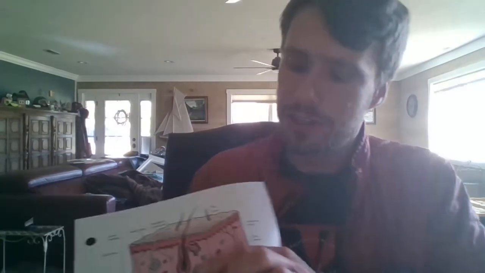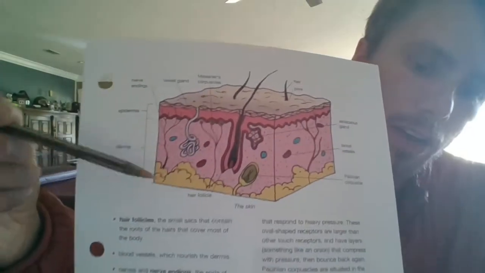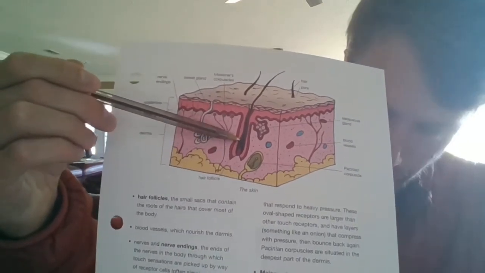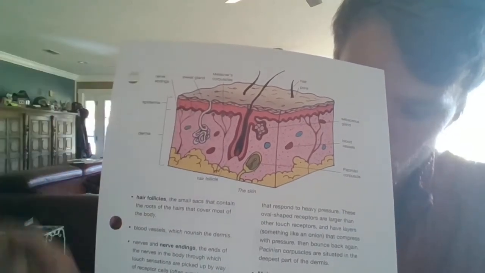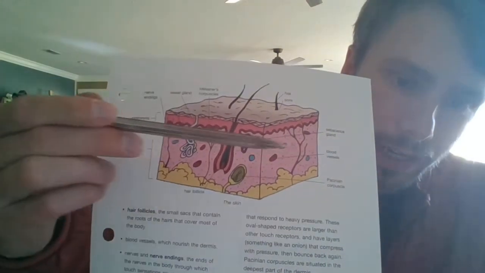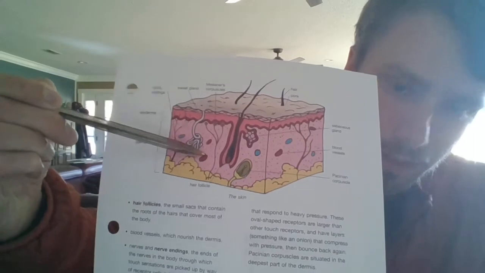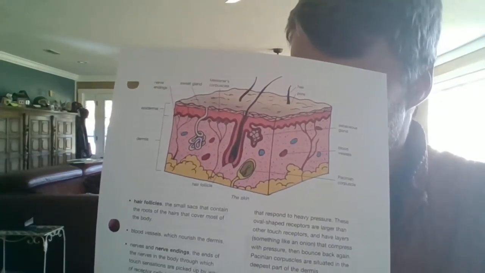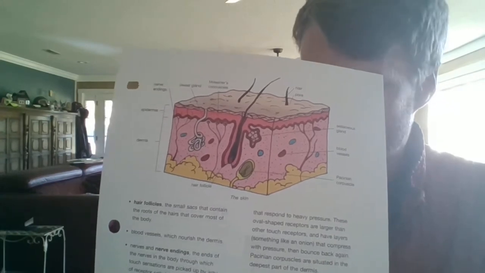All right, so I'm going to put this down for a second, and we're going to talk about our next one, which is going to be hair follicles. So every time you have a hair here, you also have a hair follicle. And the hair follicles are sacs that contain the roots of the hairs and that cover most of the body. Now, do you see these little red dots here? Red dot, red dot, red dot. Those are blood vessels, and they just nourish the dermis. Now, we talked about nerves earlier.